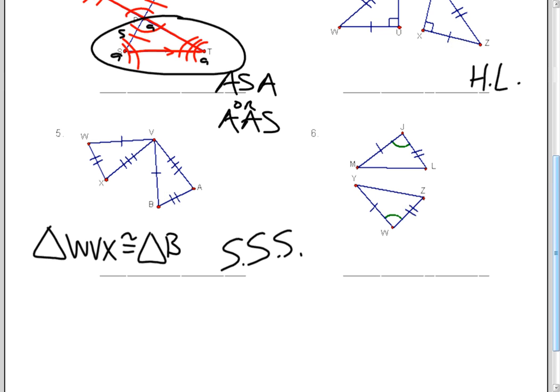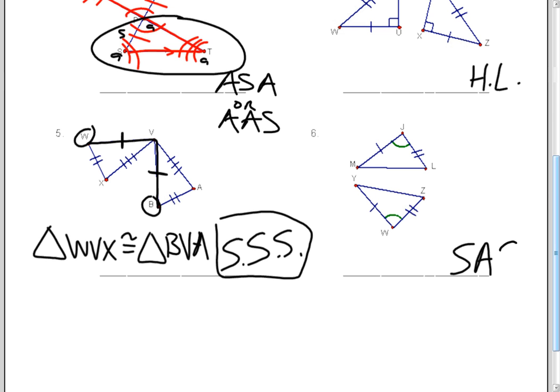What's that called when you slide something? Translation. And you can look at this, that's got 1 slash mark on it. This one has 1 slash mark. Therefore, W corresponds to B. What goes with V? Itself. And X goes with A. What do I have in the last one? SAS. Side, angle, side. Focus on one triangle after you put in all of your symbols.